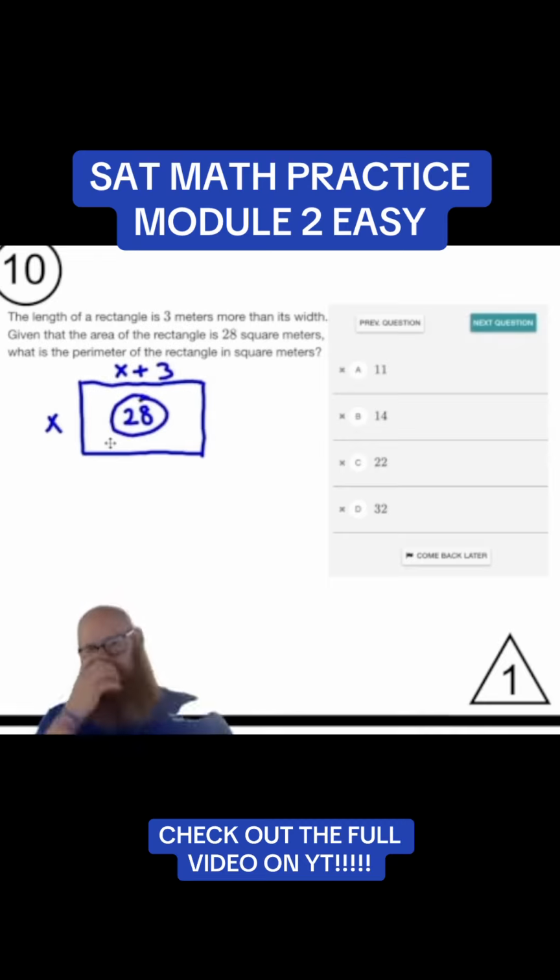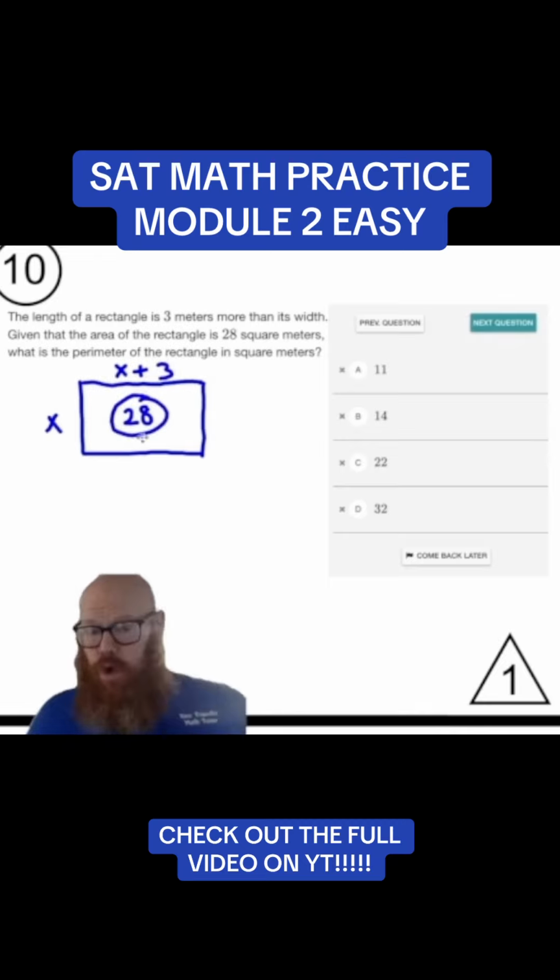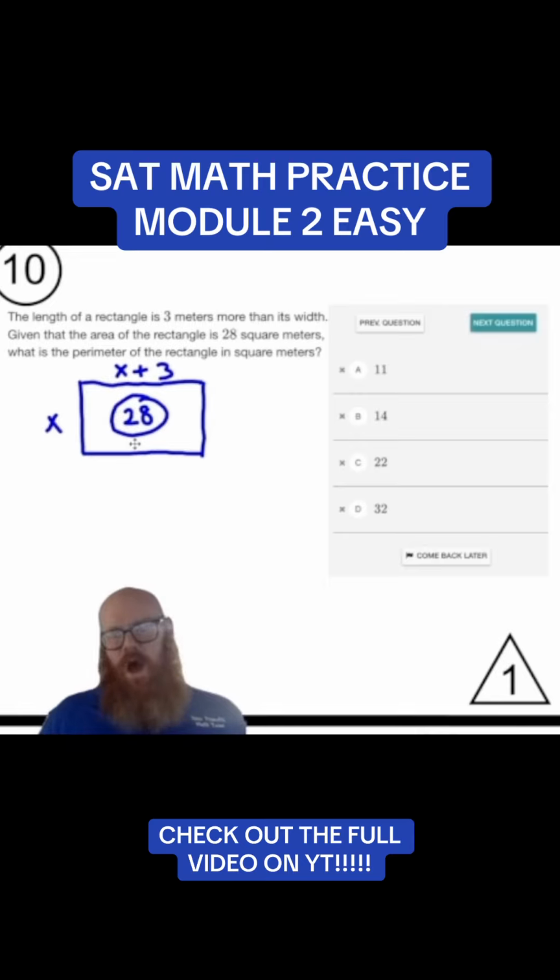Okay. You can do a couple things to find x here. One of them is to just say x times x plus 3 equals 28, throw it into Desmos, get your answer. Another is to actually try to solve that, which I wouldn't suggest because Desmos would be way quicker than that. The other is to just think about it logically.